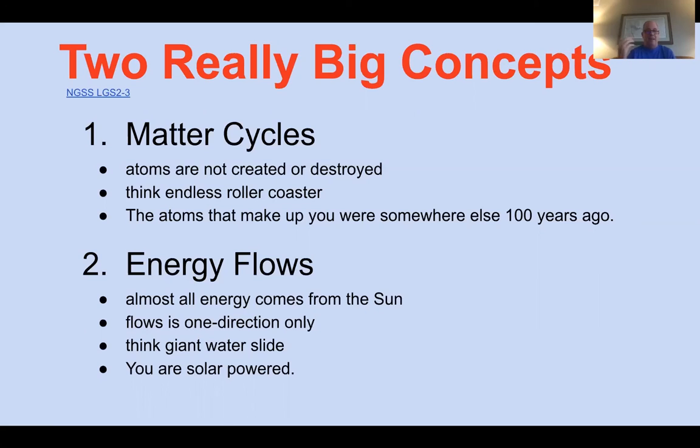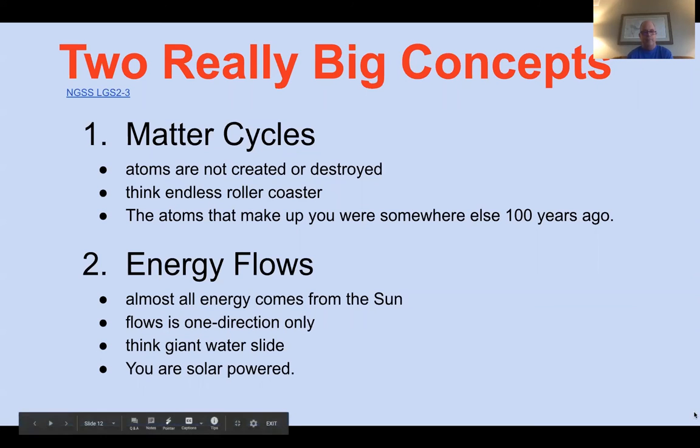So the atoms that make up you, think about all the atoms that make up your body. About 100 years ago, they were somewhere else, but they were still there. They haven't been created or destroyed. They've just been assembled into you or me. We're all just a bunch of Legos, maybe.